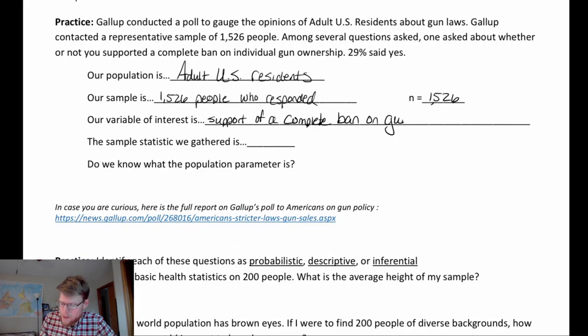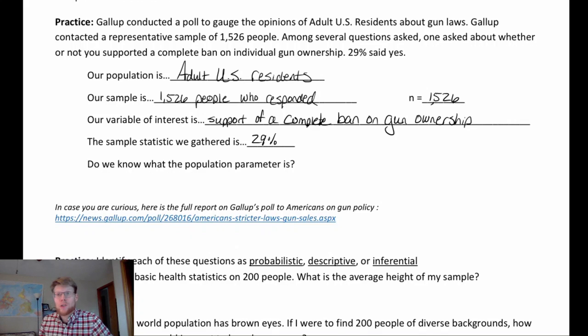And right there might be other questions in this survey, so they probably collected some data and they have a data set with multiple questions in it. But this is the one question that's being described here, right? The one variable that's being highlighted here is whether or not they support a complete ban on individual gun ownership. The sample statistic we gathered here is the 29% who said yes. So 29% said yes, they do.